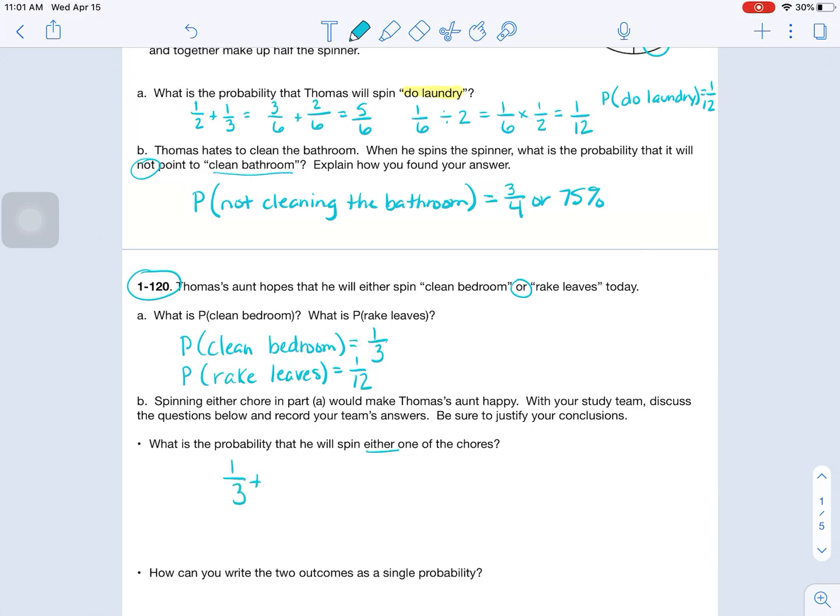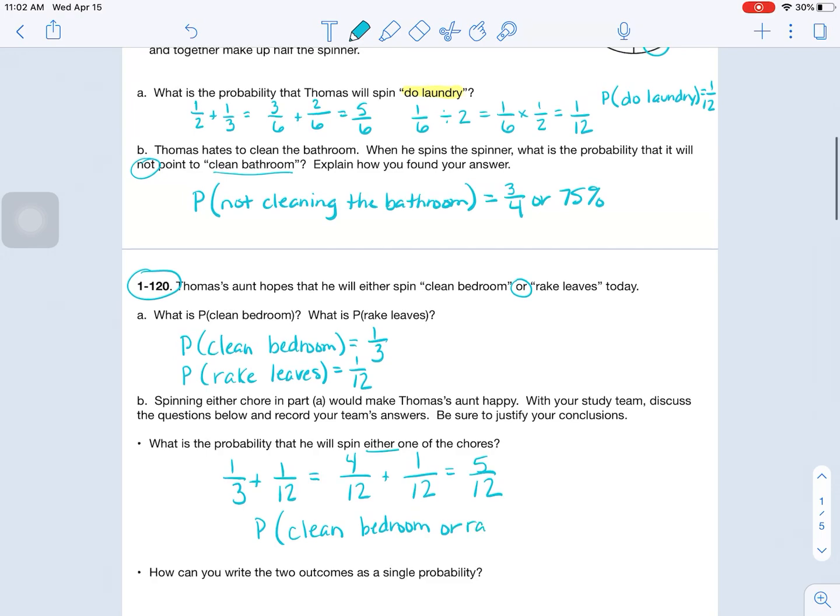So we are going to do 1/3 plus 1/12. My common denominator is going to be 12. That one will stay 1/12. This one will turn into 4/12. So the probability, and I know it's a long thing to write, but we have to list both events, that he could either spin cleaning the bedroom or rake leaves, is going to be 5/12.